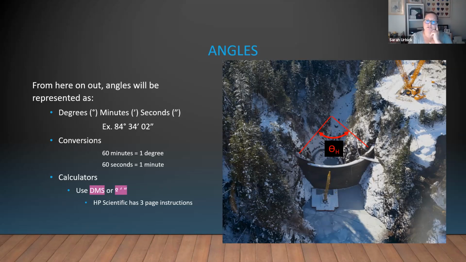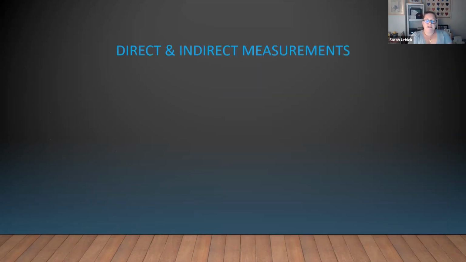So any questions on how we're going to report angles from here on out? All right, take that as a good thing. Direct and indirect measurements. Any ideas on what those are, how they differ?